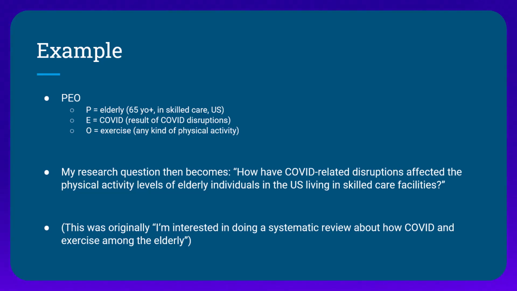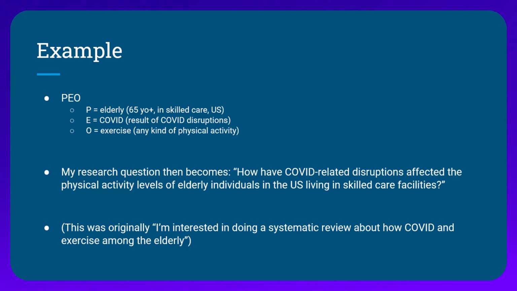question. So here you can see my updated PO. Formerly, I just said elderly for the population, but by that I now mean people who are 65 plus, who are living in skilled care facilities in the United States. Formerly, my exposure was just COVID, but now I've refined that to COVID disruptions. And formerly my outcome was exercise, but now I've refined that to mean any kind of physical activity. So now my research question becomes, how have COVID-related disruptions affected the physical activity levels of elderly individuals in the US living in skilled care facilities?